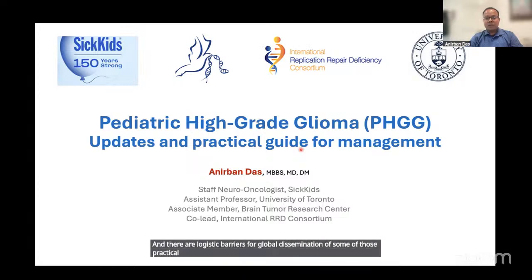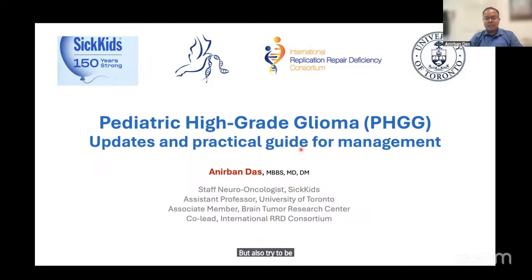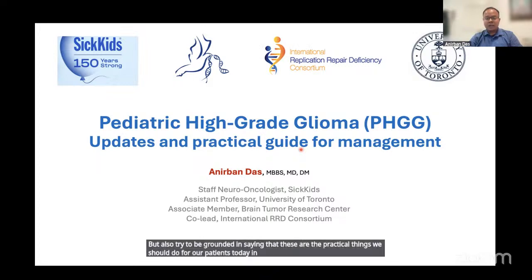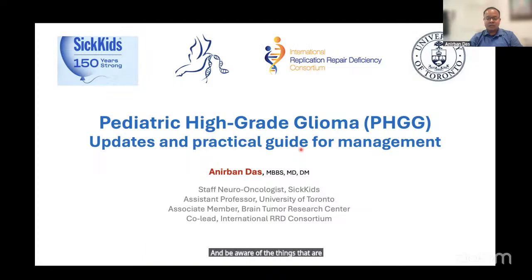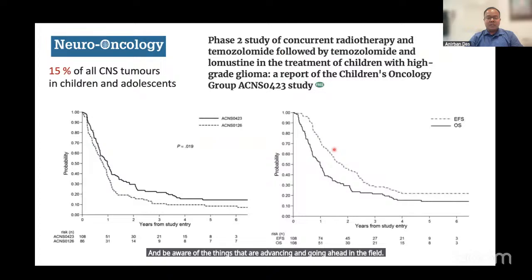So I will try to highlight what's coming up and what's happening, but also try to be grounded in saying that these are the practical things we should do for our patients today in India, wherever we practice, and be aware of the things that are advancing and going ahead in the field. So with that, I will start with the background basically.